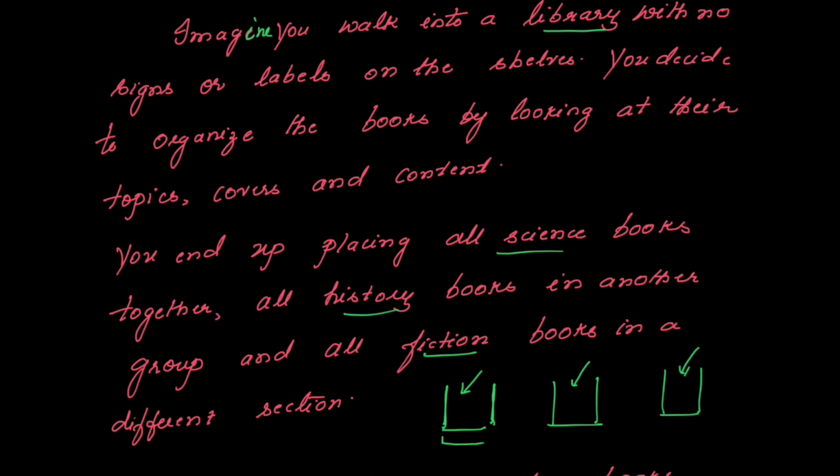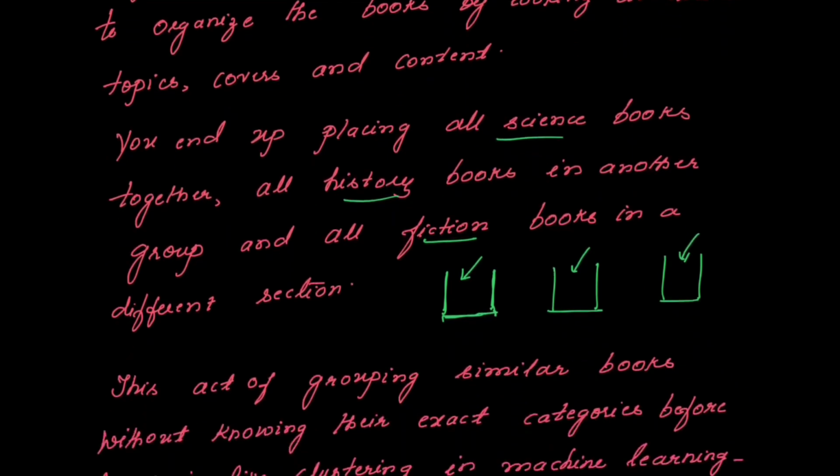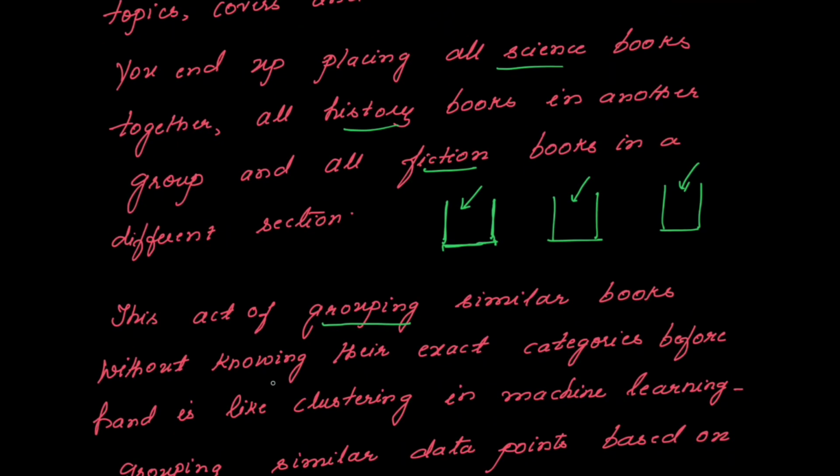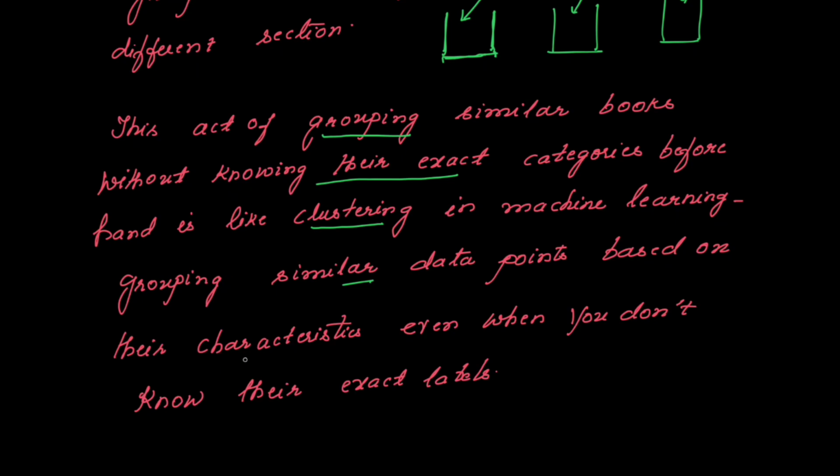Normally, if the label is there on the shelf, suppose it says history, then it is easy for you, all history books you will keep here. But since there is no label mentioned on the shelf, you are placing the book into the proper group by looking at the content of the book and the cover of the book. So this act of grouping similar books without knowing their exact categories beforehand is like clustering in machine learning: grouping similar data points based on their characteristics even when you don't know their exact labels.